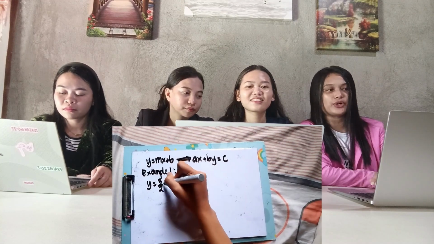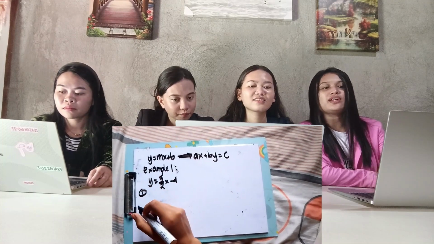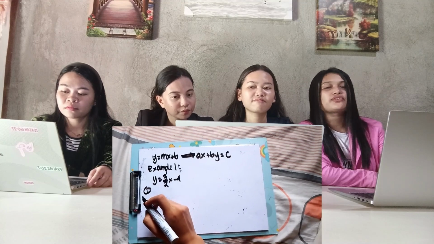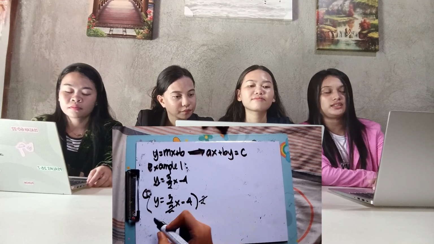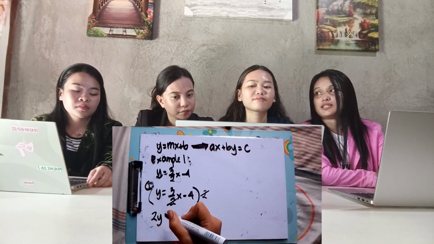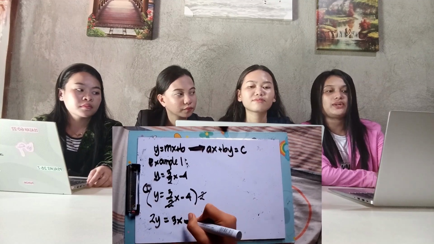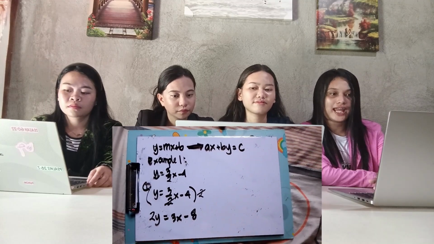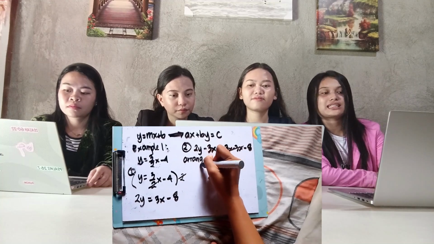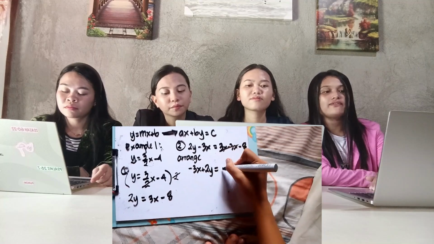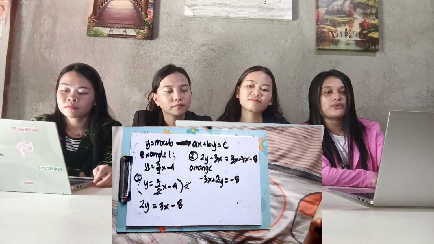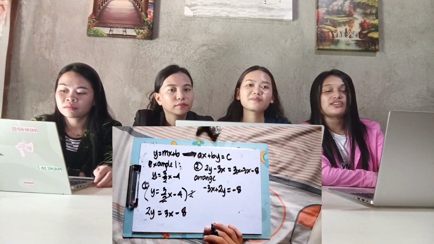Sure! Let's say we have an equation in slope-intercept form, y equals 3 over 2 x minus 4, and we want to convert it to standard form. The first step is to eliminate the fraction by multiplying every term by 2, since the denominator of the slope is 2. So we have 2y equals 3x minus 8. Now, move the x term to the left side by subtracting 3x from both sides. So we will have negative 3x plus 2y equals negative 8. That's our standard form.